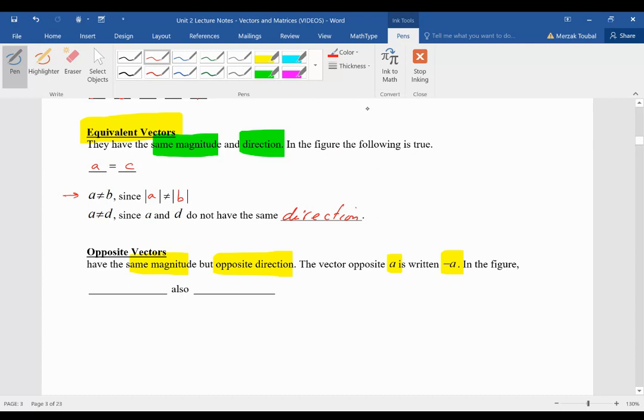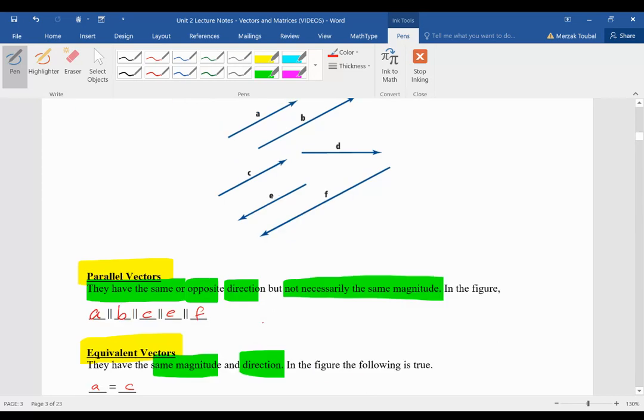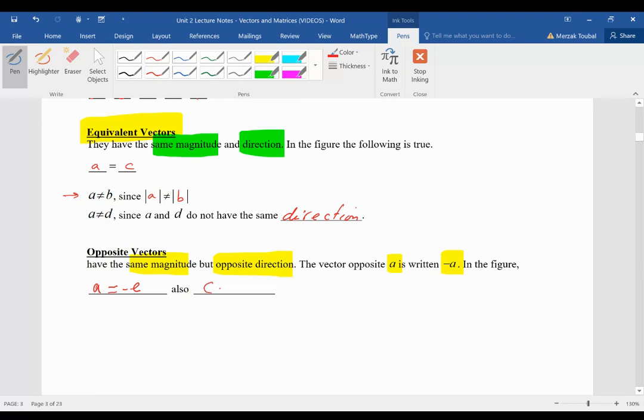We're going to say A equals negative E. Let me make sure I'm writing the right thing. Yeah, A equals negative E and C equals negative E.